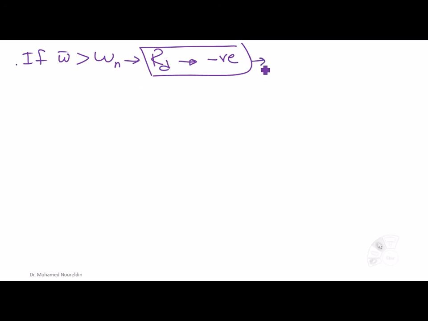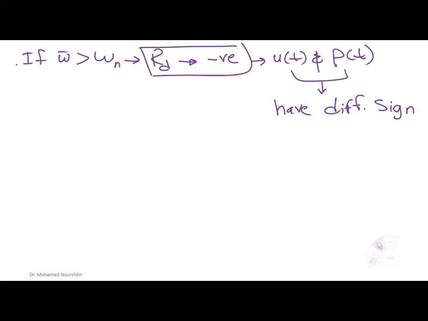If RD is negative, then u of t and p of t are going to have different signs. What is the meaning of different signs? It means that they are going to be out of phase.